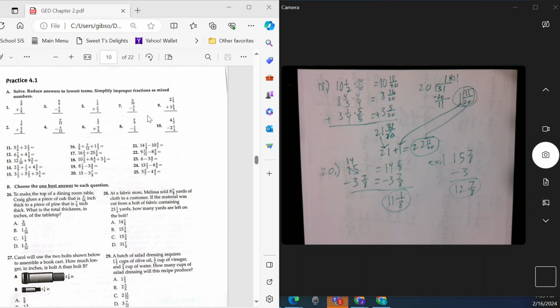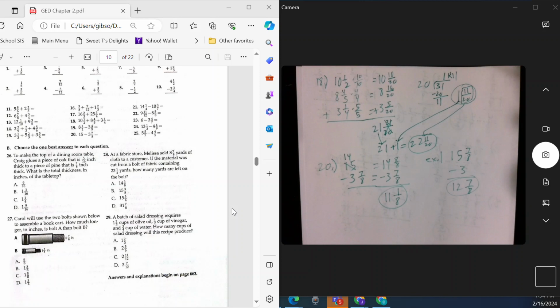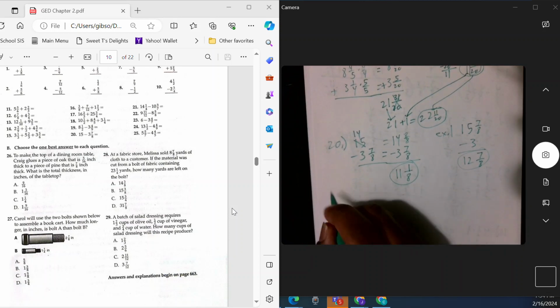Okay, now let's look at problem 26. It says choose the one best answer to each question. All right, so this is for problems 26 to 29. So I'm going to do problem 28. It says, at a fabric store, Melissa sold 8 7/8 yards of cloth to a customer. If the material was cut from a bolt of fabric containing 23 1/4 yards, how many yards are left on the bolt? So basically, we're doing a subtraction problem here because we're trying to find out how much is left.